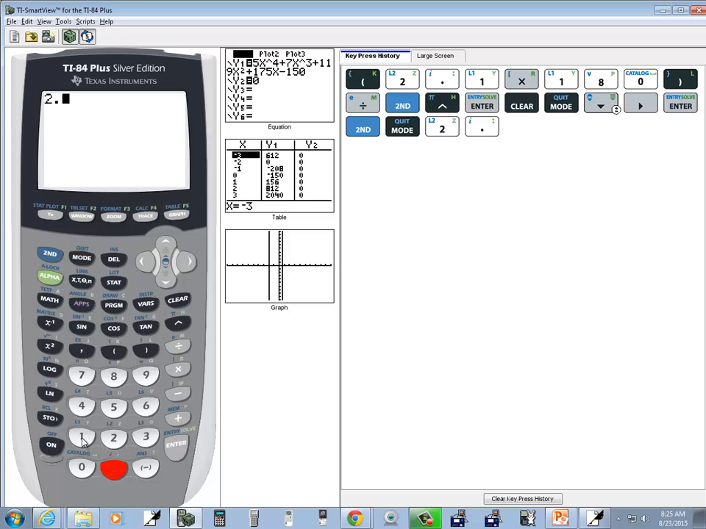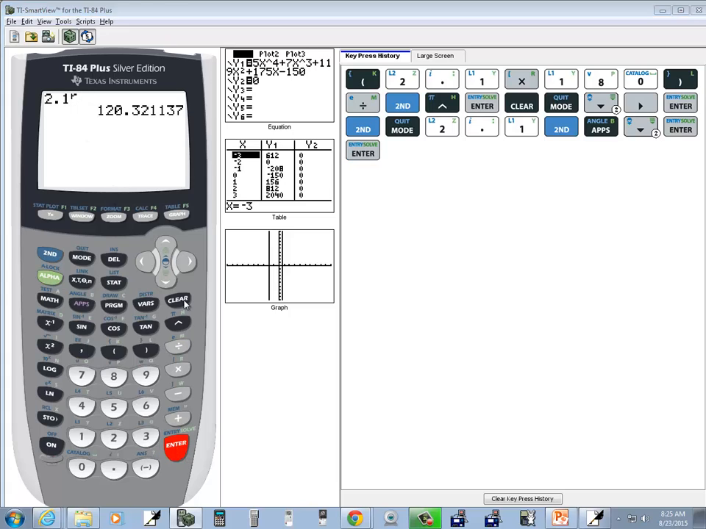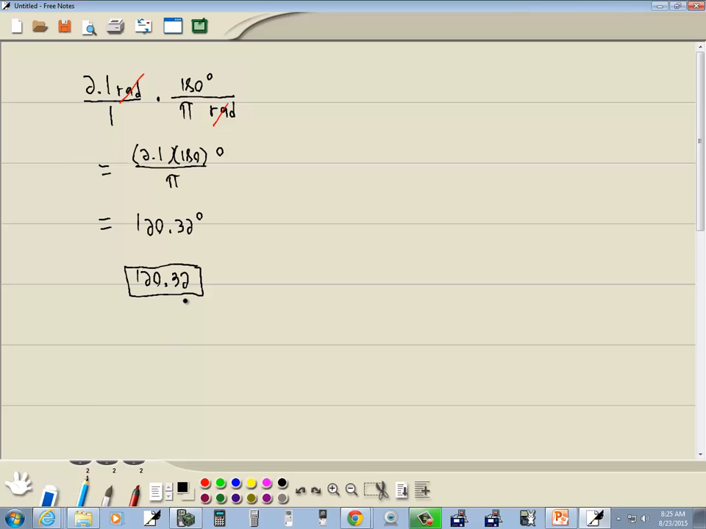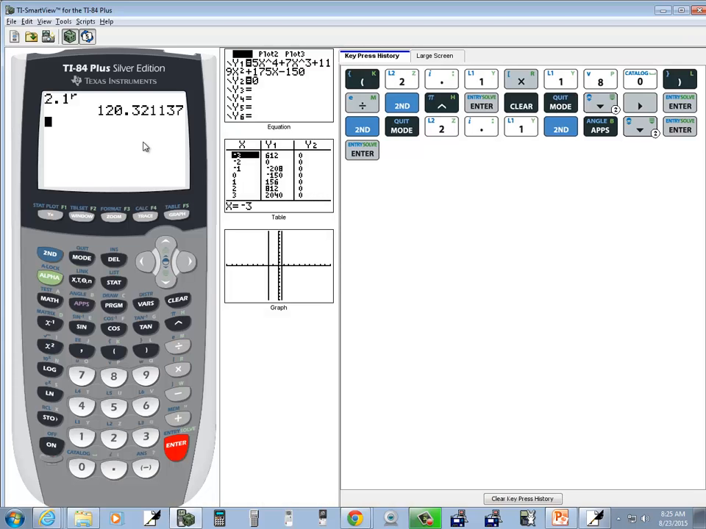So if I do 2.1, and if I go into my angle menu, I do second apps, you're going to see a radians here. So if I choose that, then that tells us we got 2.1 radians, and if I press enter at that point, notice we get 120.32. So that's how you can use technology to convert it.